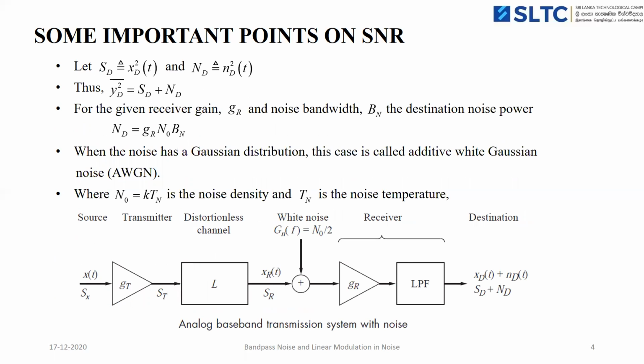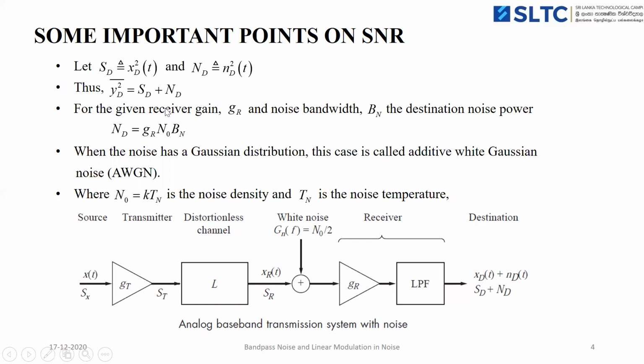And we can represent the received signal power at the destination by another notation, SD. And the noise power at the destination is denoted by ND. So ND is the noise power at the destination, and SD is the signal power at the destination, which are measured by calculating the mean square value of the signal term and noise term. Therefore, we can write the mean square value of the received signal YD squared bar simply as SD plus ND. By using these two terms, we can find the signal to noise ratio at the receiver destination.